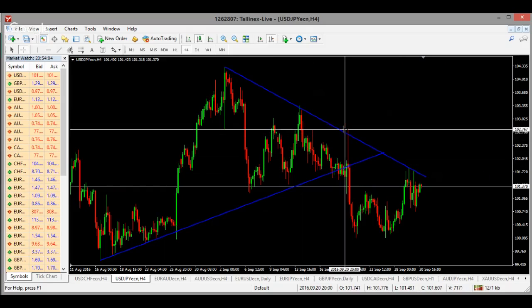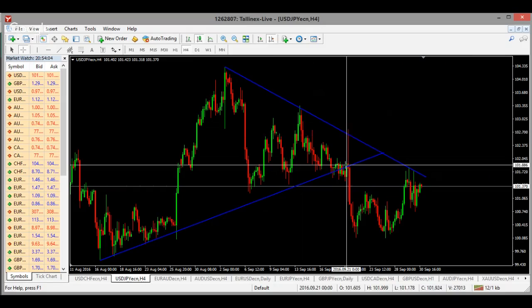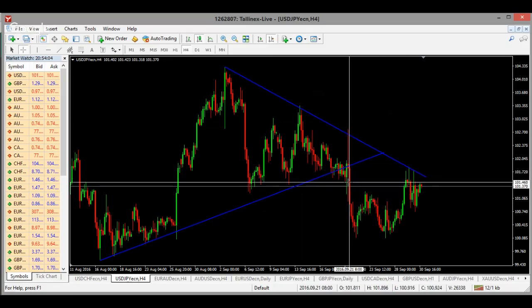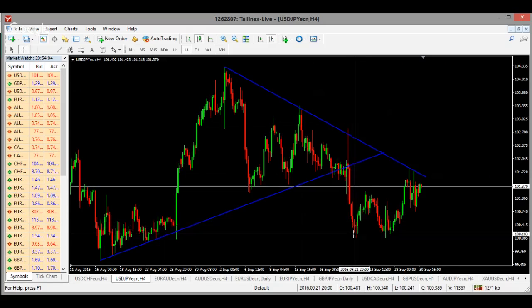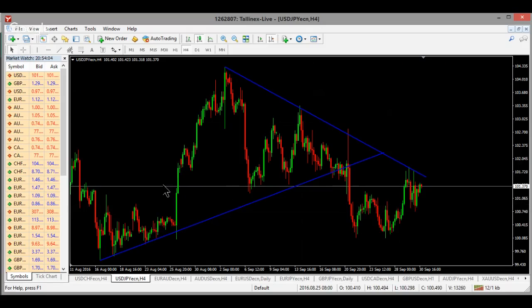What happened? Price went up, got rejected by the resistance trend line up here, and then finally broke through. And it broke through with a strong candlestick, and then boom, came down for a sell. All right, so that's how you want to place your trend lines.